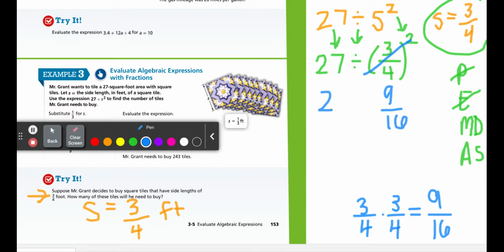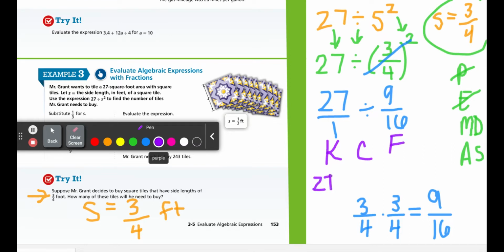Bring the rest down. 27 divided by 9/16. Make everything a fraction. Next step, let's do our keep, change, flip. Keep, change, flip. 27 over 1 stays the same. Change division sign to multiplication. Flips. 9 over 16 becomes 16 over 9.